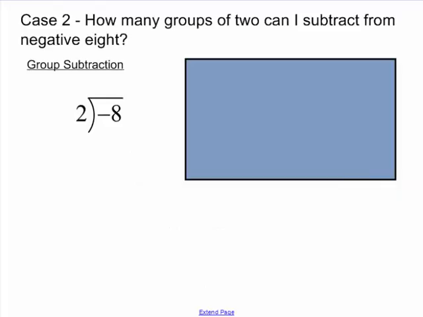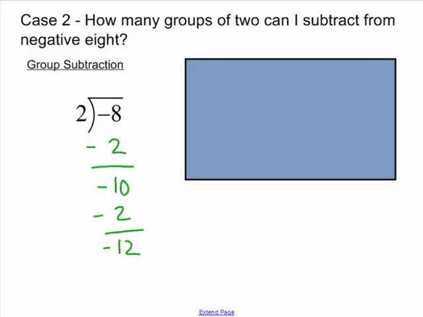So case 2: how many groups of 2 can I subtract from a negative 8? I've changed the wording just a little bit, but it all still falls within the case 2 approach. So let's take a look. If I subtract 2, now this looks a little different, because if I have negative 8 and I subtract 2 from it, I actually get a negative 10. Well, if I subtract 2 again, I get a negative 12 as an answer. So instead of moving towards a 0 remainder, I'm actually making the problem larger.